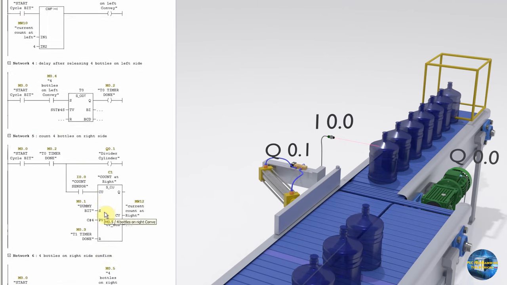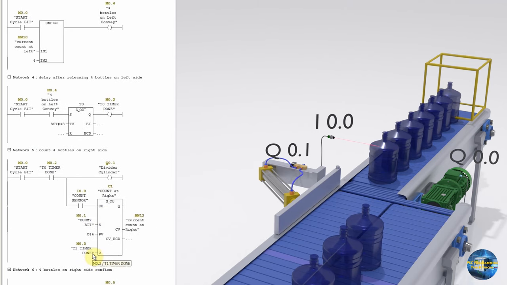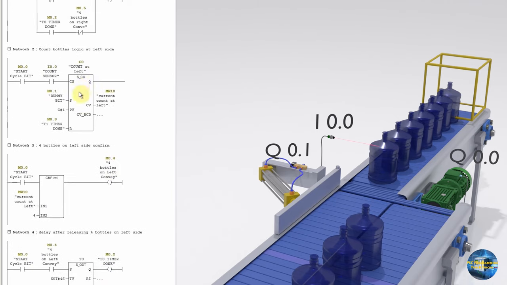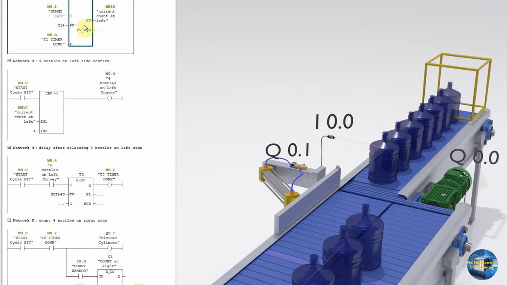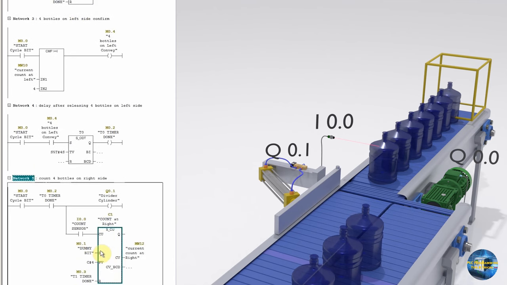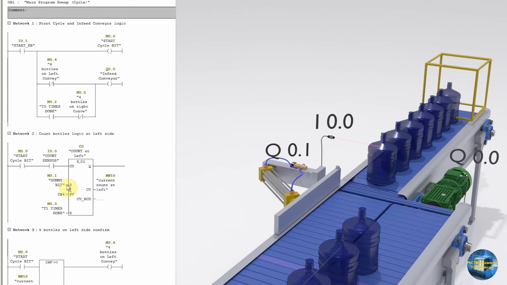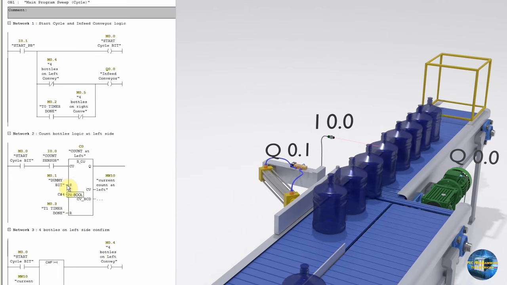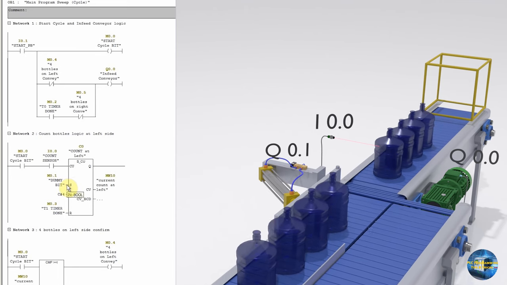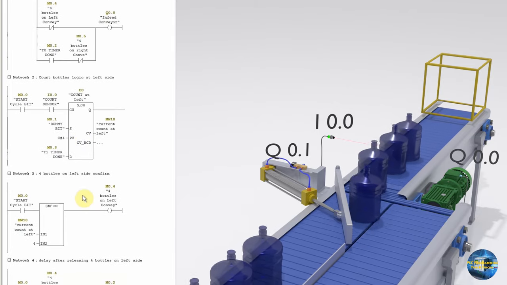And what this bit will do is reset the values of the C1 and C0 counters, as we have used the same bit at the reset input of both of these counters. Once the values of these C0 and C1 counters are 0, it will reset all of this logic and our program will be ready again to start dividing the bottles onto the left side and right side conveyor.